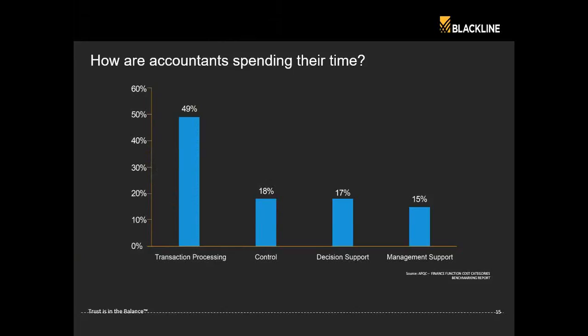So you just see here from this chart, only 17% is spent on decision support and 15% in management support. Those two should be the high bars. Transaction processing should be the low bar, right? If you want to really grow into having a seat at the table and be someone participating in major decisions, if you're spending most of your time hacking together reports, it's very difficult to get to that table.